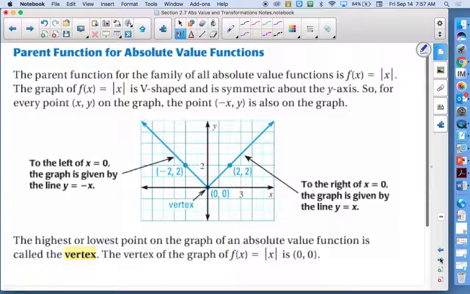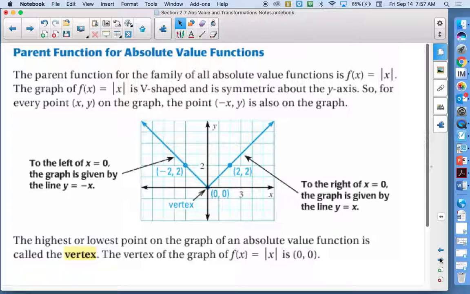So it talks about a parent function. We said a parent function was the most basic form of every function. So the parent function is just that f of x equals the absolute value of x, or the y equals the absolute value of x. That was every basic graph that you looked at in those 3 different sections. It says that it's a V shape and that it's symmetric about the y-axis.